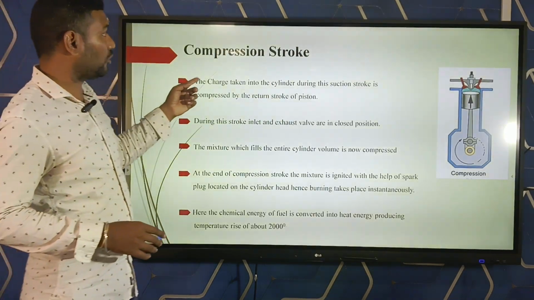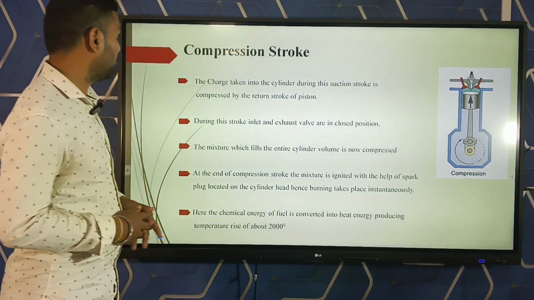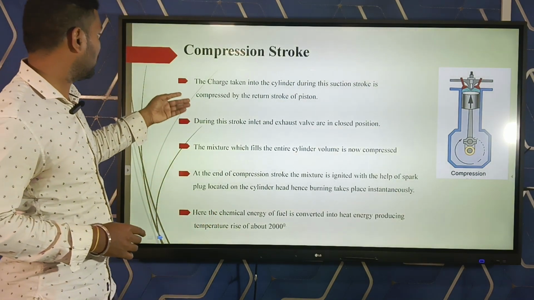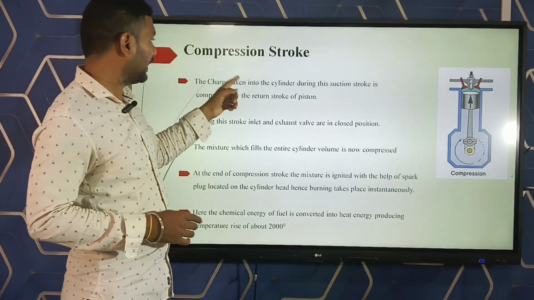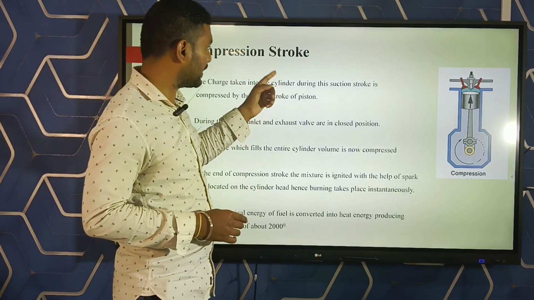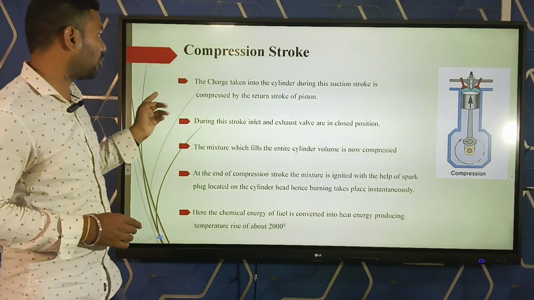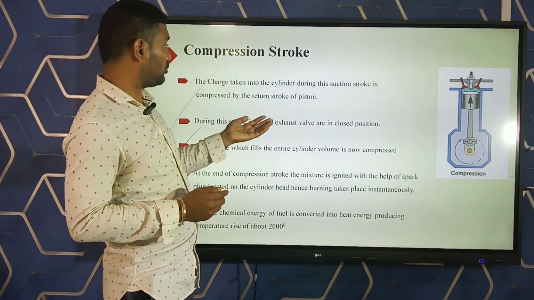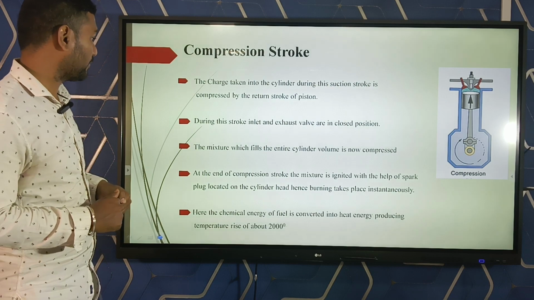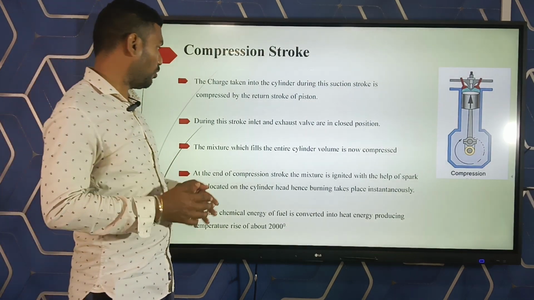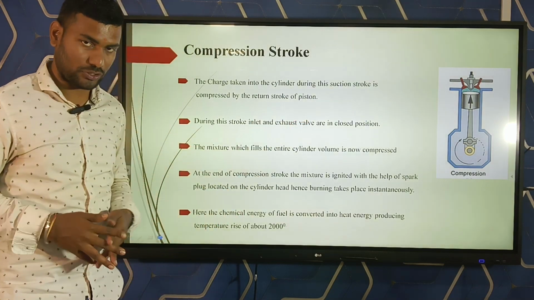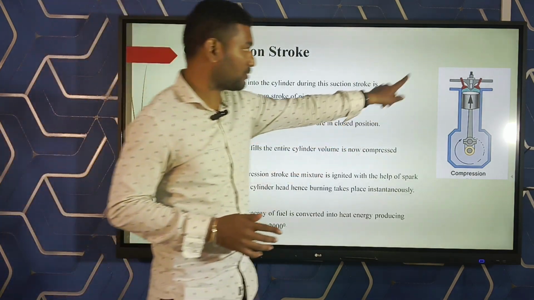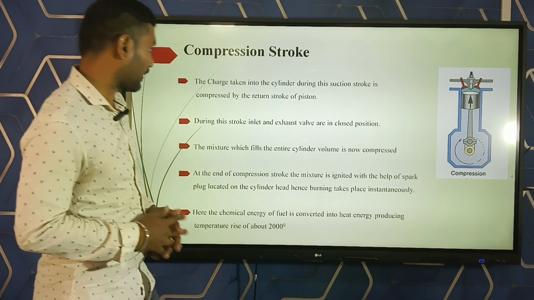Then next is your compression stroke. First point, the charge taken into the cylinder during the suction stroke is compressed by the return stroke of the piston. Next, during this stroke, inlet and exhaust valves are in closed position. This is your compression stroke diagram.